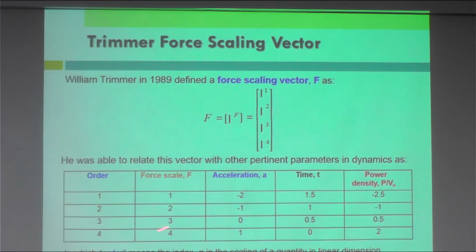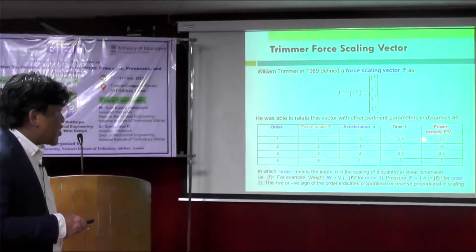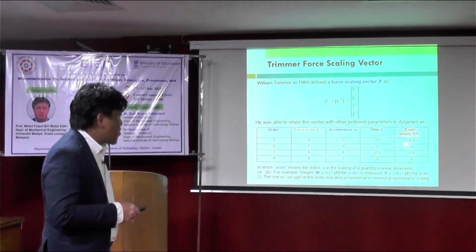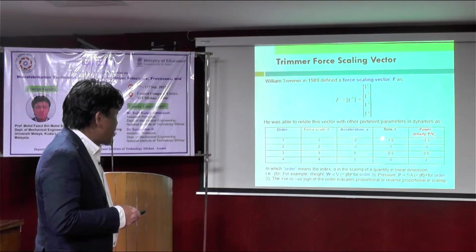So in the order of the acceleration, you can see that if you have scaled the force, I mean, with the order of 1, I mean the size order, then the force equal, then the acceleration is reduced to -2, meaning -2 times. Okay, and the time is 1.5 times, and the power density -2.5 times. Time, I mean, you get better.